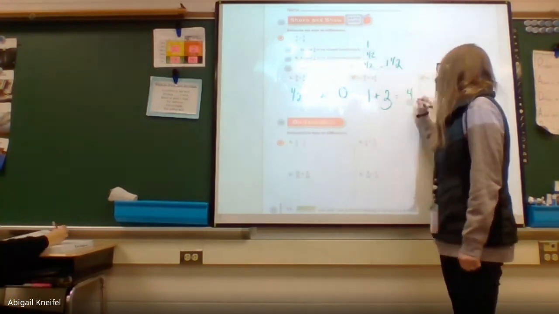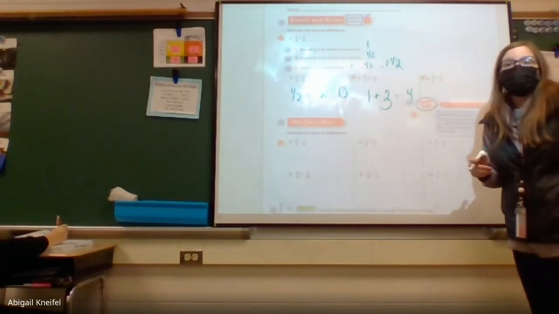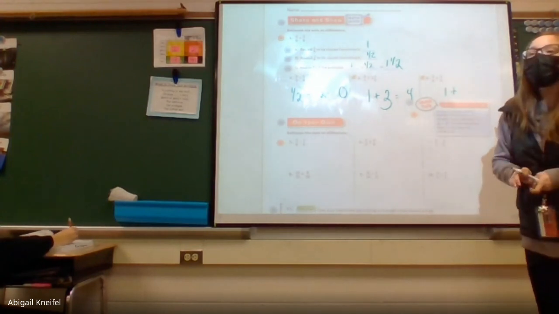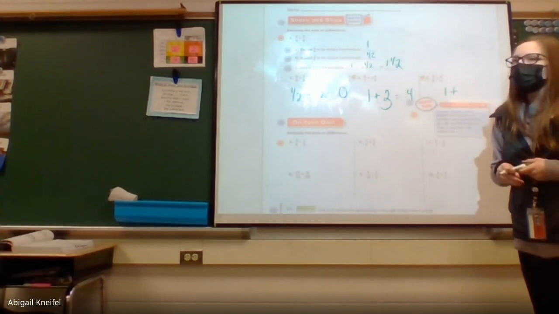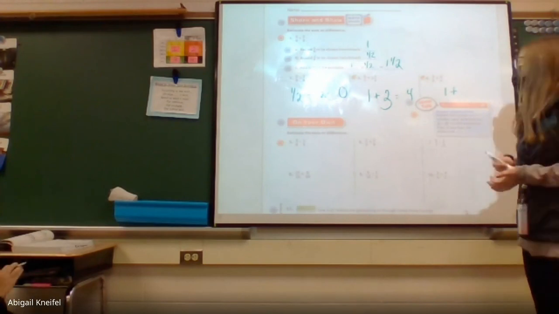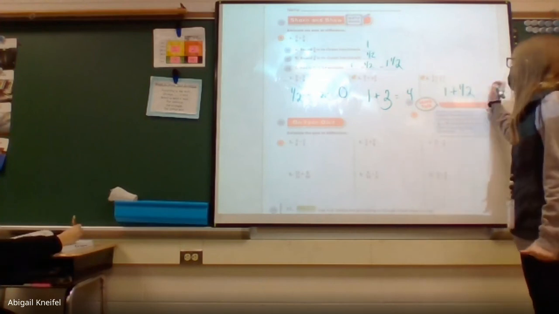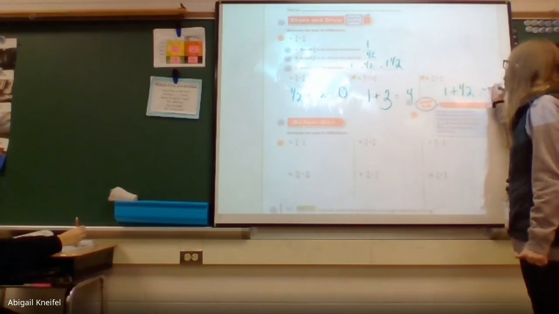Fabulous. We have 5/6 plus 2/5. 5/6. What benchmark would we round that to, everyone? 1. 1 plus 2/5. Well, half of 5 is 2.5. So 2.5 is pretty close to half of 5. So we would round 2/5 to 1/2. 1 plus a half equals 1.5, or 1 and 1/2.